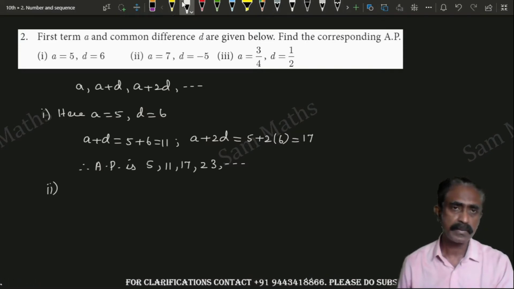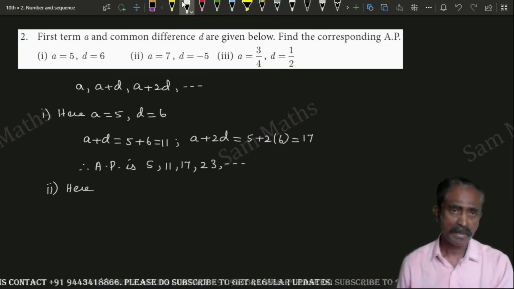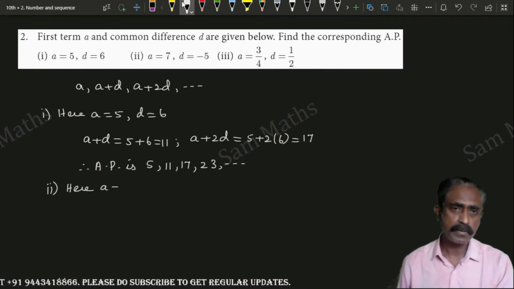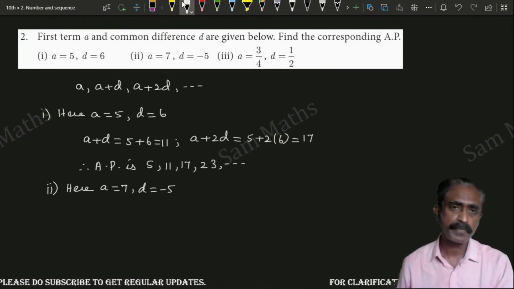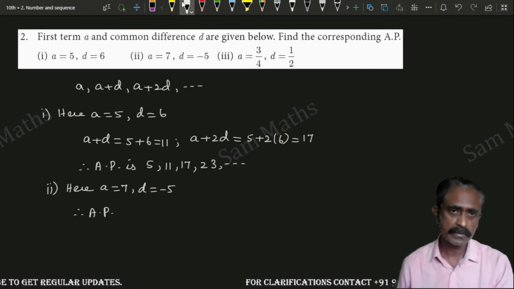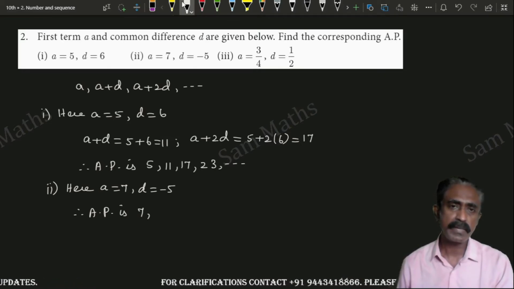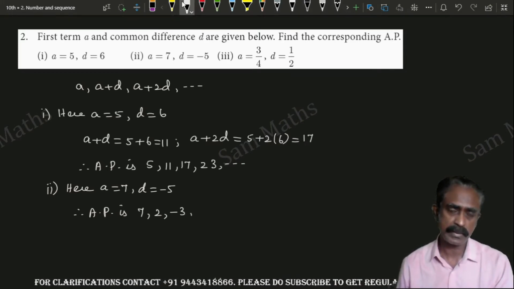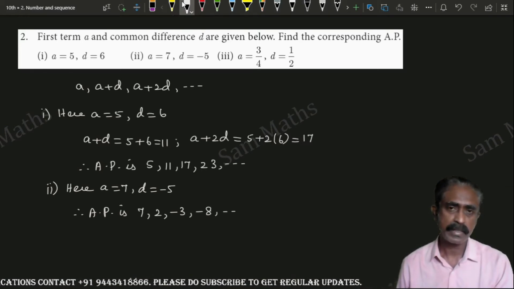Second subdivision. Here A is equal to 7. D is equal to minus 5. Therefore, AP is first term 7, 7 minus 5, 2. 2 minus 5, minus 3. Minus 3 minus 5, minus 8, and so on.